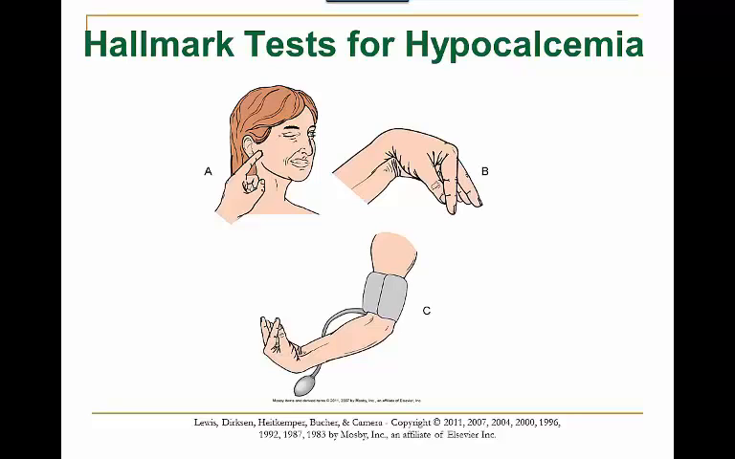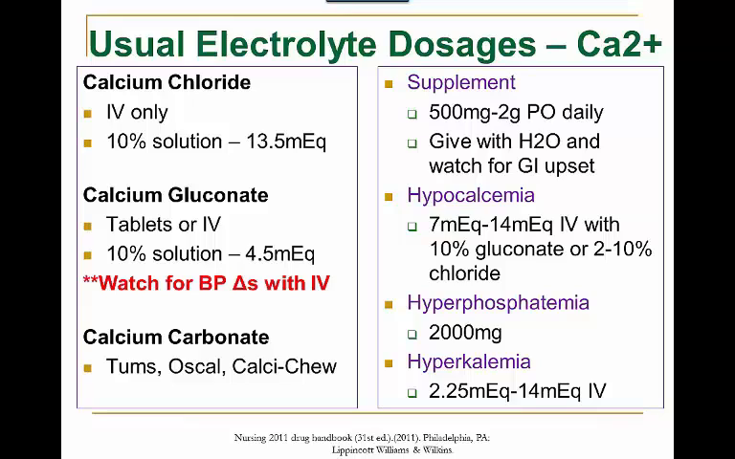And then Trousseau's is actually a carpal spasm, and you see that a lot when you inflate a blood pressure cuff. They'll actually have spasms in their hand. And those are kind of hallmark signs for decreased potassium. So how do we treat potassium?